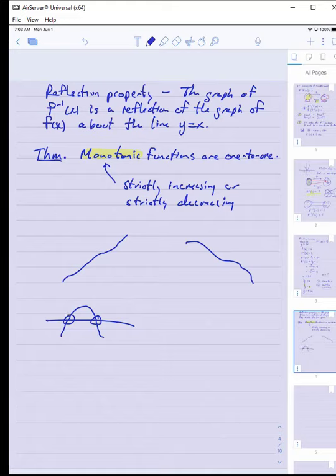Okay, if the function is always increasing or always decreasing, it's always going to pass the horizontal line test, which means it will be one-to-one. In that case, there would be an inverse. So of course that's the upshot here. If I know I have a strictly increasing or strictly decreasing function, I know it's monotonic, therefore one-to-one, therefore it will have an inverse.